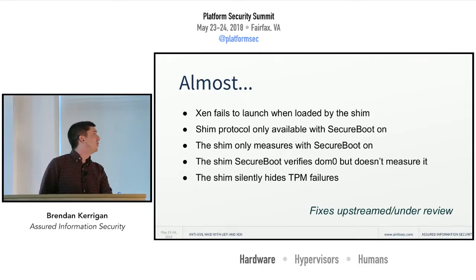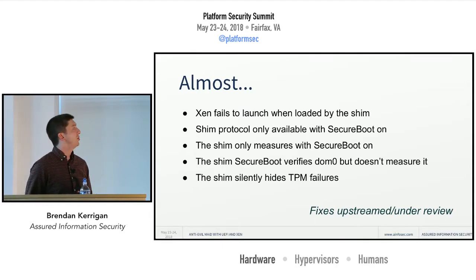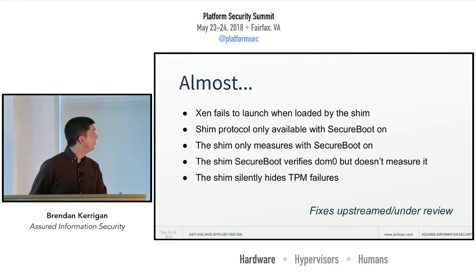Also initially, Xen did not just boot off the bat from the shim. There was a relocation problem where essentially the shim would mark some pieces of the binary as relocatable, and Xen didn't like that. So there was a little bit of failure there that Dr. Tom ended up correcting.